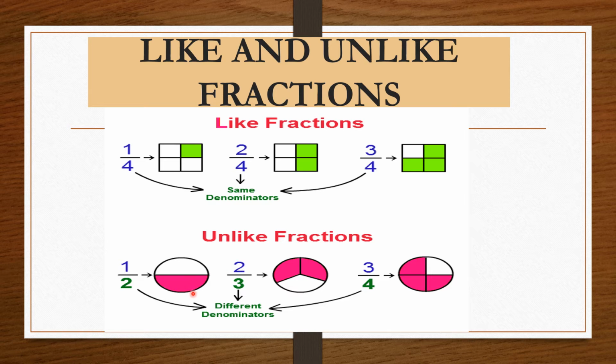Now in the next case, you can see circles are shown. The first circle is divided into two equal parts and one part is shaded. So you represent it as the fraction 1/2. In the next circle, it is divided into three equal parts and 2 parts are shaded. So it is written as 2/3. And in the third circle, the circle is divided into four equal parts and 3 parts are shaded. So it is represented as 3/4.